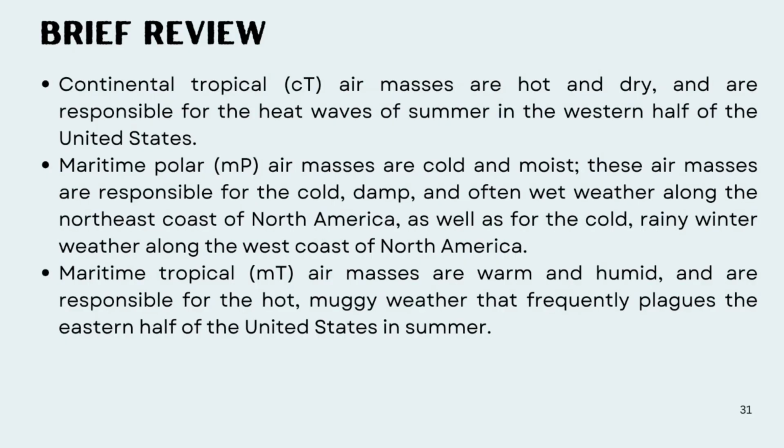Then, maritime polar air masses are cold and moist. These air masses are responsible for the cold, damp, and often wet weather along the northeast coast of North America, as well as for the cold, rainy winter weather along the west coast of North America. Lastly, maritime tropical air masses are warm and humid and are responsible for the hot, muggy weather that frequently plagues the eastern half of the United States in summer.